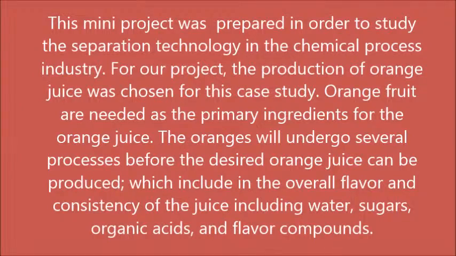This mini project was prepared in order to study the separation technology in the chemical process industry. For our project, the production of orange juice was chosen for this case study. Orange fruit are needed as the primary ingredients for the orange juice. The oranges will undergo several processes before the desired orange juice can be produced, which include the overall flavor and consistency of the juice, including water, sugar, organic acids, and flavor compounds.